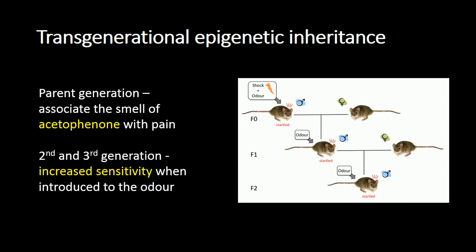Now I hope that these three examples, and there are many more out there, may actually show that natural selection and a modern synthesis may not actually be enough to fully explain evolution.